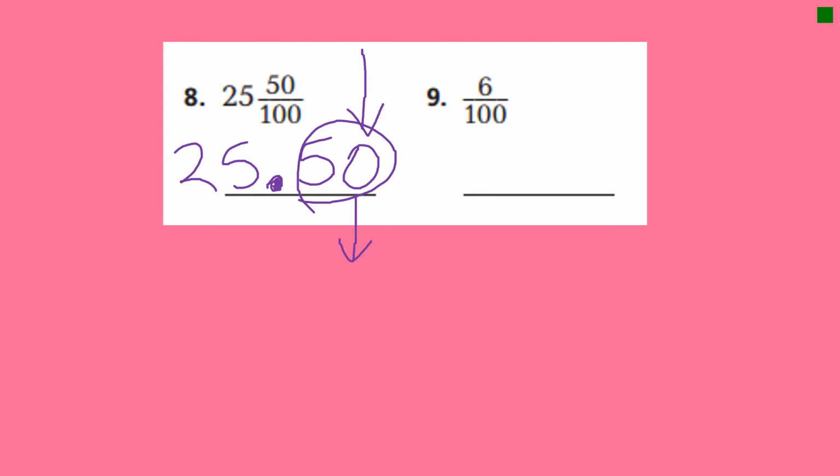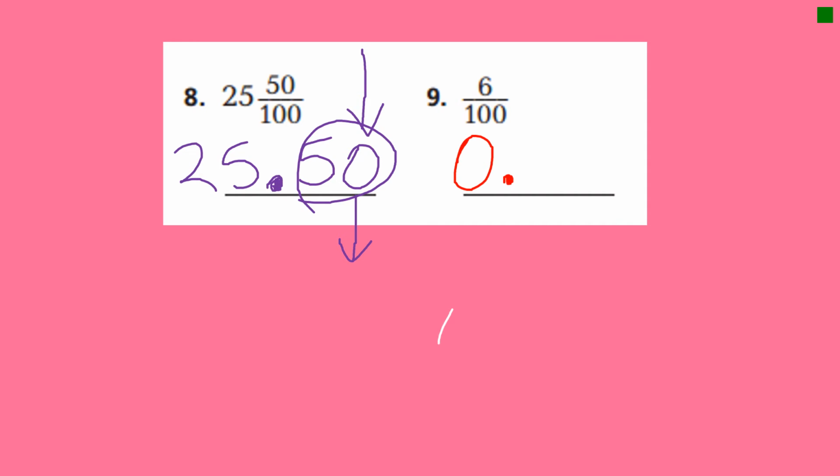I'm going to read that out loud. 6 hundredths. All right, there's nothing in the ones place, so I'm going to put a 0 there. Put the decimal there because, you know, it's a decimal number. We're writing it as a decimal. So 6 hundredths.